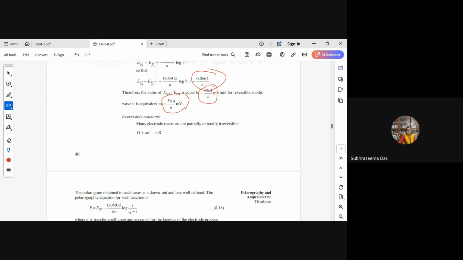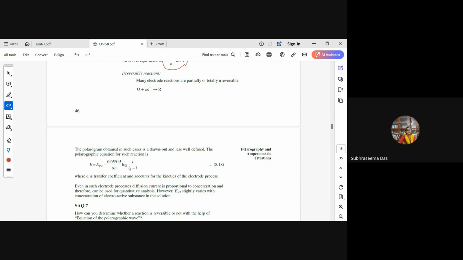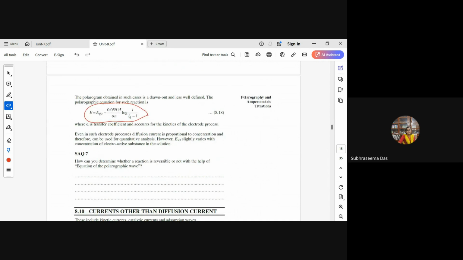Many electrode reactions are partially or totally irreversible in nature. The polarogram in these cases is less well defined. The polarographic equation for such reactions is defined by equation 8.18: E = E half minus 0.591 by alpha n, log I by (ID minus I), where alpha represents the transfer coefficient, and it accounts for the kinetics of the electrode.